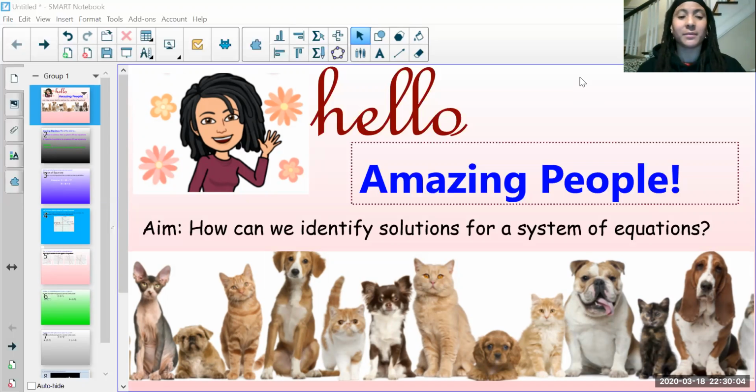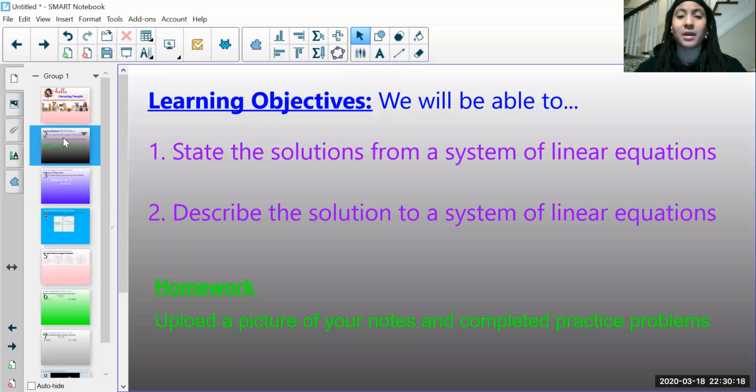Today, our aim is going to be how can we identify solutions for a system of equations? And as you can see, system of equations, we could talk about these dogs and cats down here, right? But our objectives at the completion of this lesson, I want to make sure that you are able to state the solution from a system of linear equations, describe the solution to a system of linear equations as well, and then homework. This is going to be your first virtual homework. You need to upload a picture of your notes and completed practice problems after the end of you seeing this video. Cool? All right.